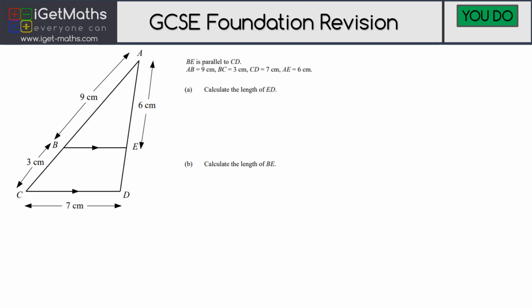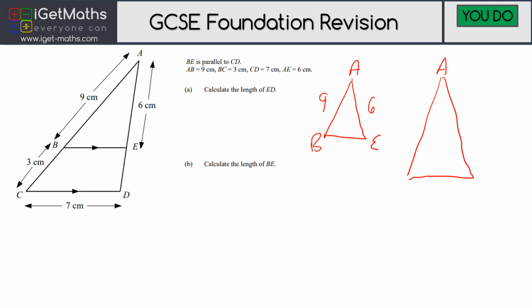The first thing I would do is resketch this shape so you've got two separate triangles, because at the minute it looks a little bit confusing. So I've got the smaller one, which would be A, to B, and then to E. And that is 9 centimeters, and the right hand side is 6. And then you've got the longer version, which is point A to point C. And you've got 9 plus the 3, which will give you 12. You've got the base from C to D, which is 7. And then we can go and try to tackle the questions now.